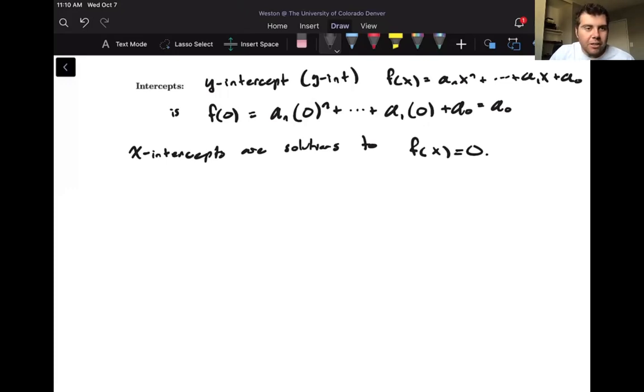And we'll be very interested to find them, in part because once you have all the x-intercepts and the y-intercept, you can completely determine the graph. In a sense, it completely determines what the polynomial is.